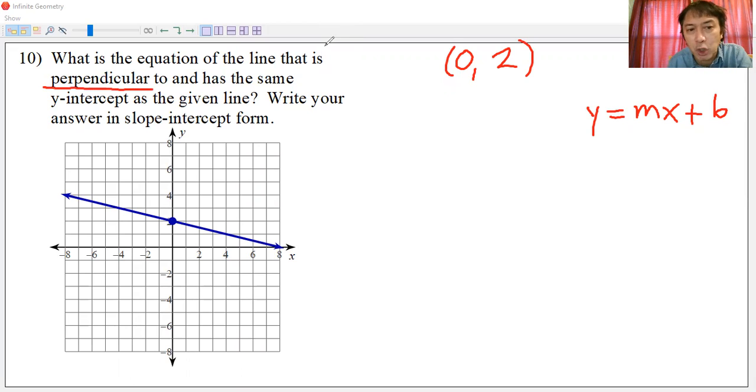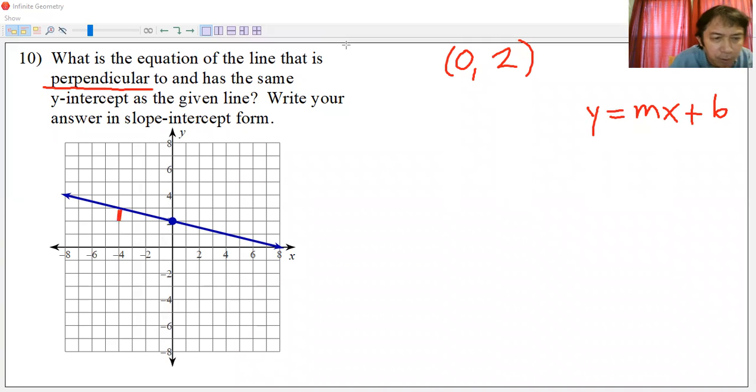So first we get the slope of the blue line by inspection. It looks like a negative 1/4. Negative 1/4. How did I get that? I'll show you. That should be like if I get a point here.